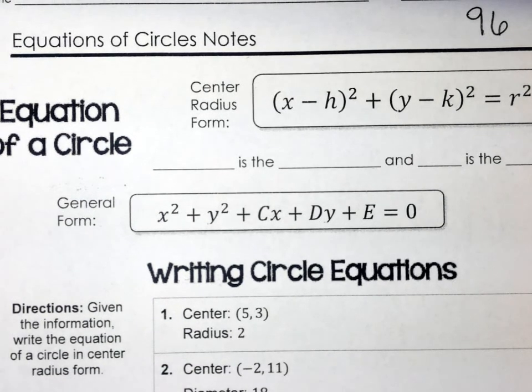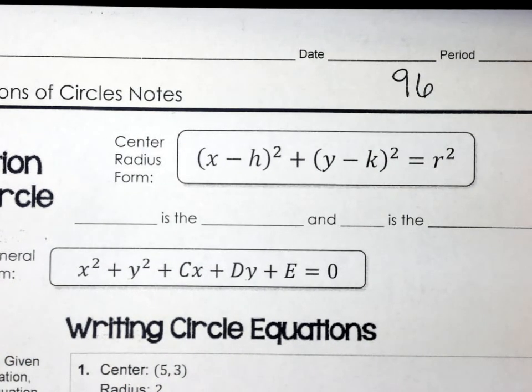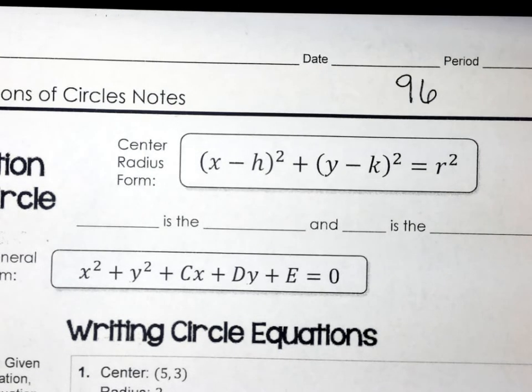Center radius form is a standard form you'll see of this equation out here to the right. In this center radius form is (x - h)^2 + (y - k)^2 = r^2. Everything has a meaning in the equation.